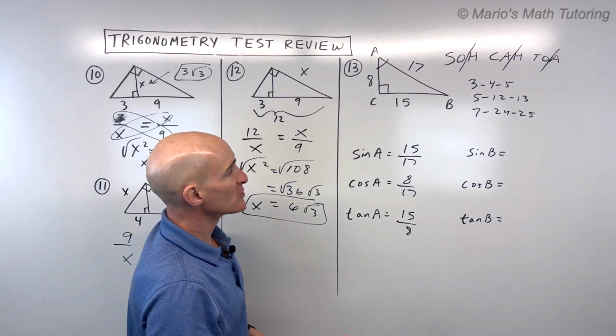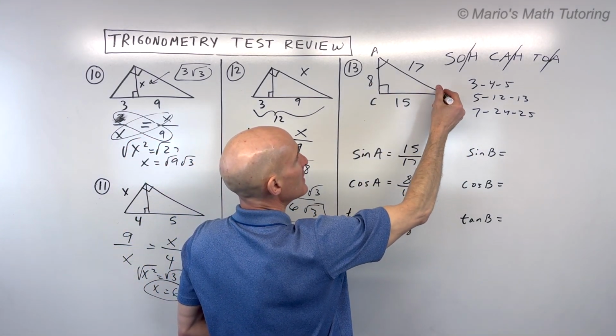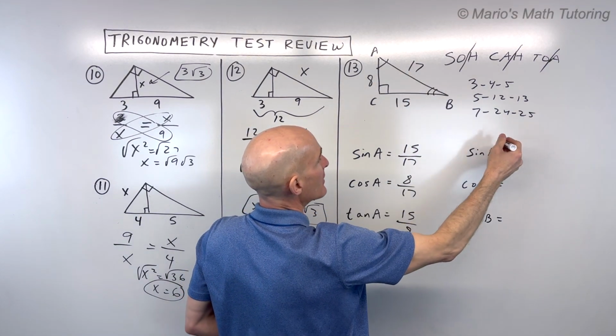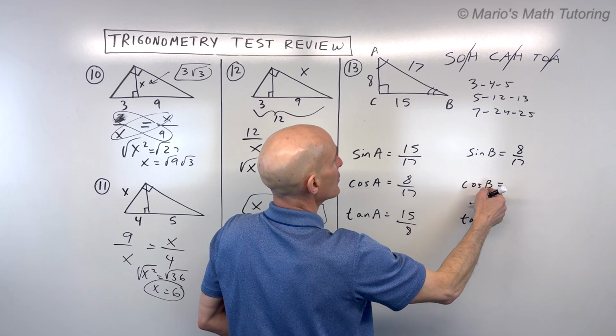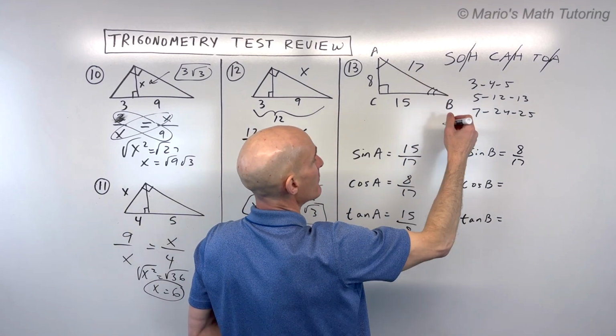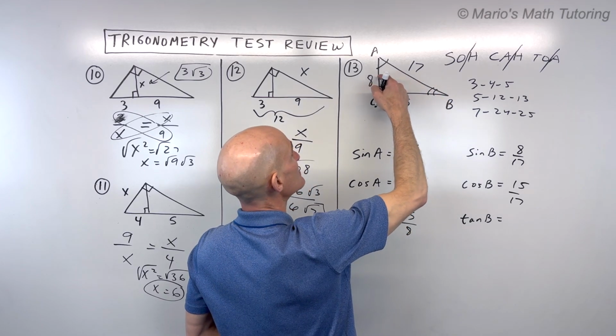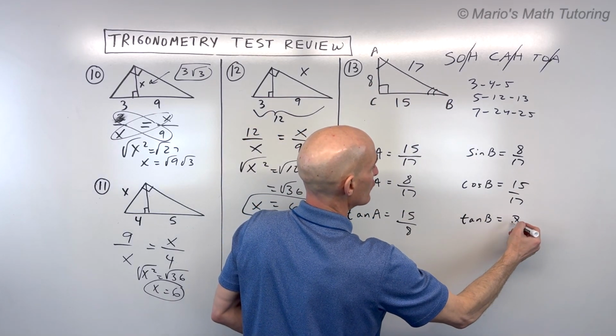Okay, now if we switch gears here and move over here to angle B, sine of angle B would be opposite over hypotenuse, that's 8/17. Cosine of B is adjacent over hypotenuse, that's 15 over 17. And tangent is going to be opposite over adjacent, so that's 8 over 15.